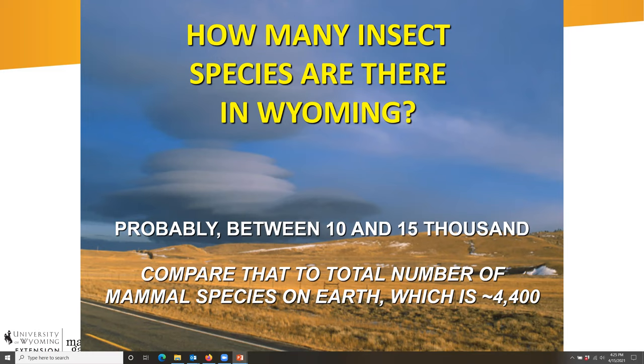And by species, I should define that. The definition of a species is that only members of their own species can mate and produce fertile offspring. Like a mule is a hybrid between donkeys and horses and doesn't produce fertile offspring. So it's not a separate species.